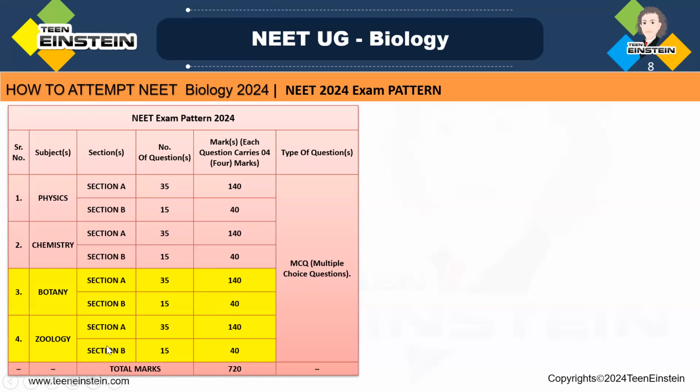In the same way, section A of zoology will be having 35 questions. So you will get 140 marks if you're answering all the questions correctly. And section B will be having 15 questions, and out of these 15 questions, 10 questions you need to answer. So 10 into 4, 40. Total marks, you will get 720. So all the questions will be multiple choice questions, and in that, different types of questions will be there.